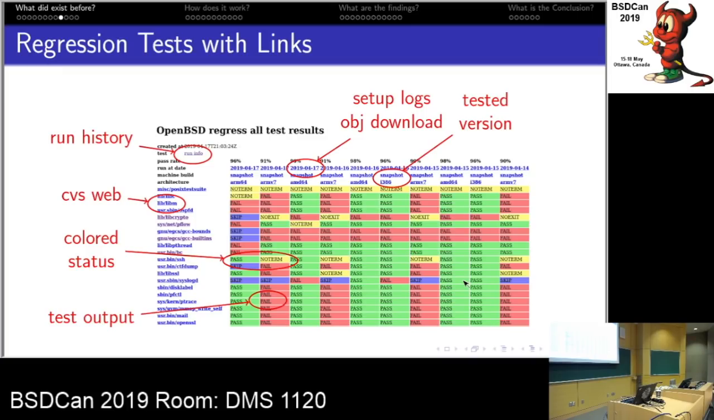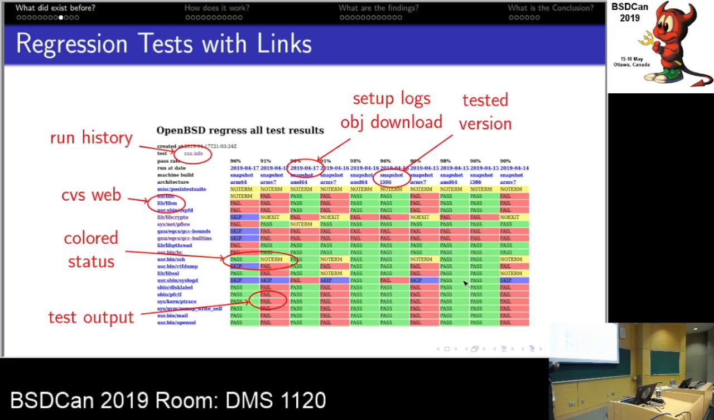So we have architecture specific tests. For example, here's a GCC test, and on ARM64 we don't have GCC, so we skip it. And there are some other reasons why I skip it. We also have some tests that do something with the keyboard driver, and if there's no mouse attached, then it's skipped. And if you click on such a fail or on a pass, you get a link to the log of the test output, so you can immediately see or get an idea why the test fails.